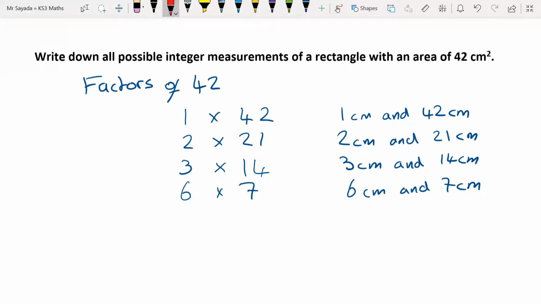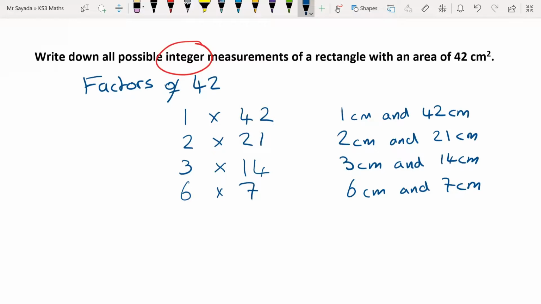Notice I asked for integer measurements. What are integers? Say your answer to the video. Integers. You should have said integers, whole numbers. The reason why I had to say integer measurements is if I'd asked for non-integer measurements, that means decimals or fractions, there would actually be infinite possibilities because there are infinite numbers.